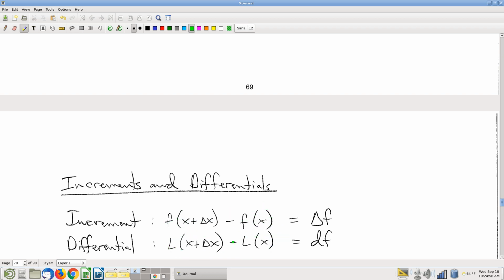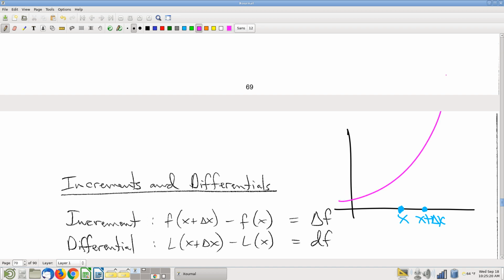So to make a picture that I'm sure you'll all recall, let's see here. Let's make a little axis like this. And let's suppose we have some point here, x, and then nearby, x plus delta x. And you can talk about a function.